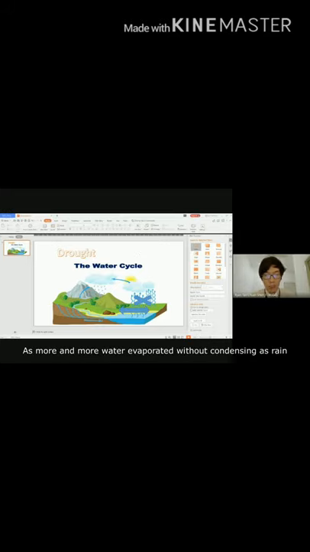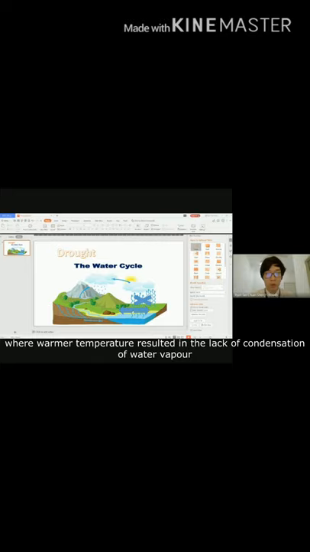As more and more water evaporates without condensing as rain, the local water supply will turn out very low, and eventually there is a shortage of water. In that case, if the shortage of water prolongs, drought will happen. Drought usually happens due to climate change, where warmer temperatures result in the lack of condensation of water.